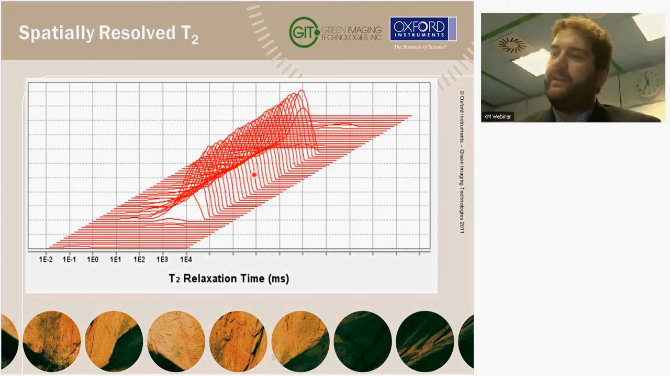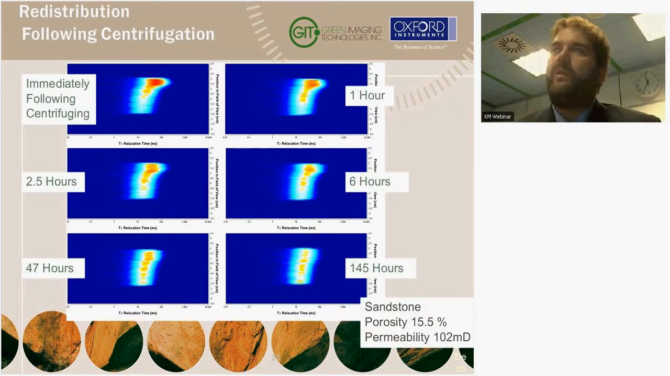I'll show an example in the next slide. Okay, so this is the same rock I showed you first as an image, now. On the y-axis is position, the x-axis is T2, and the density is how much hydrogen we have with those particular values at those positions.